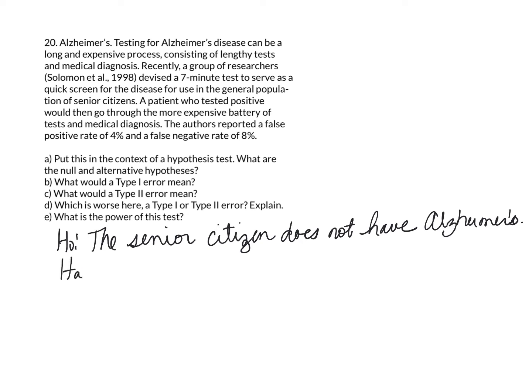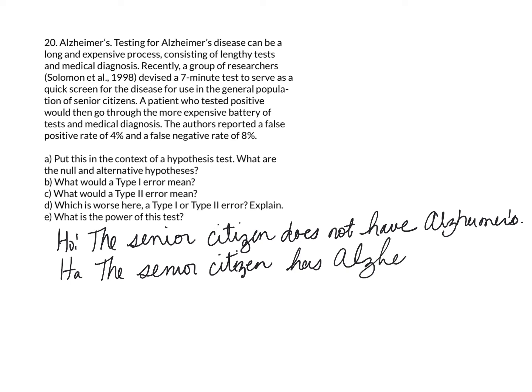And then our alternative would be that the senior citizen has Alzheimer's. Okay, so that would be what we're testing. We don't know what the test actually requires, but we know that this is what they do, the quick screen, and if the test comes back with enough evidence, then we think the senior citizen has Alzheimer's and they go have more tests. So what would a type 1 error mean?